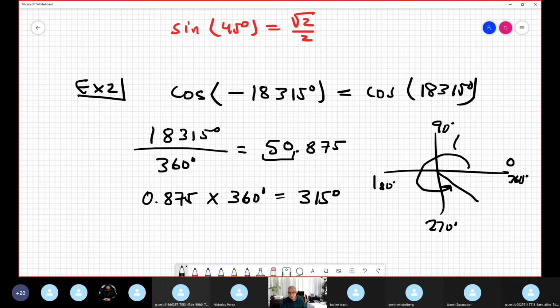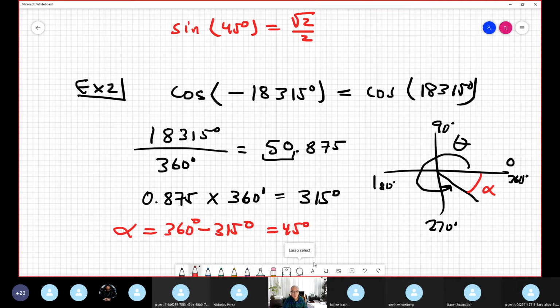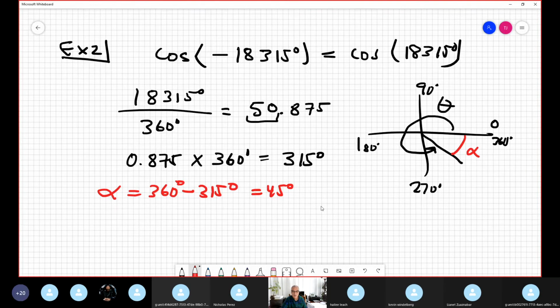Entonces, this is our theta, 315. Our alpha, the reference angle, is this guy, alpha. Alpha is equal to 360 minus 315, que 45. Therefore, any trigonometric function of this horrible angle is equivalent to cosine 45 degrees. And cosine es radical 2 over 2, no?